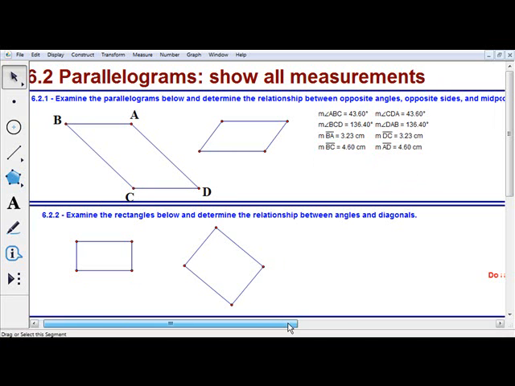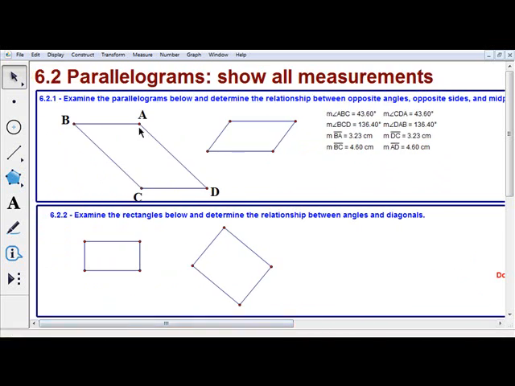Okay. And then finally, the last is the midpoint of the diagonals. If we connect, remember a diagonal is a segment that connects non-consecutive vertices. So AC is a diagonal, and BD is a diagonal. So here are my two diagonals.